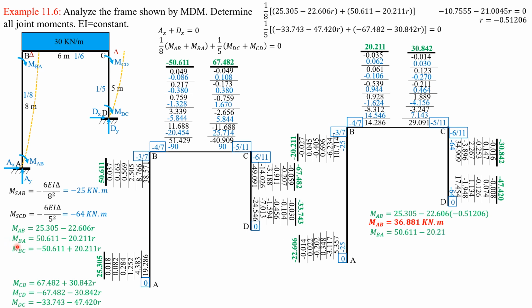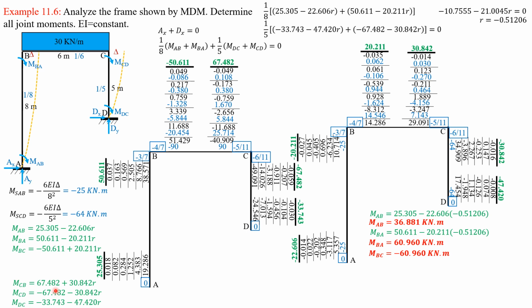MBA is 50.611 minus 20.211 of negative 0.51206. So it is equal to 60.960 kilonewton meter. So therefore, MBC is the negative of these values, negative 60.960 kilonewton meter.